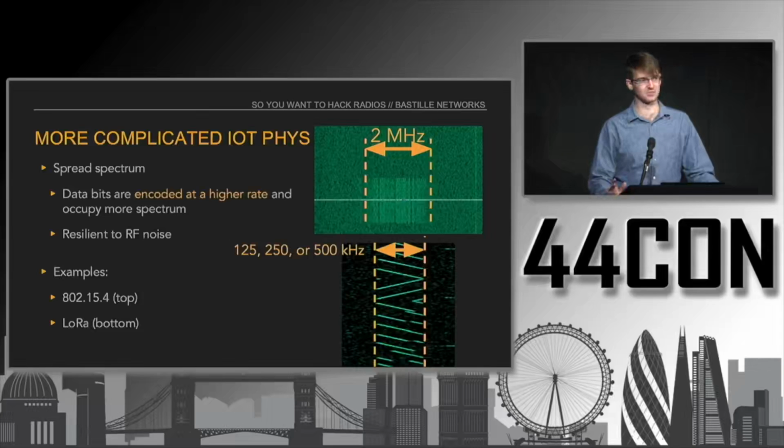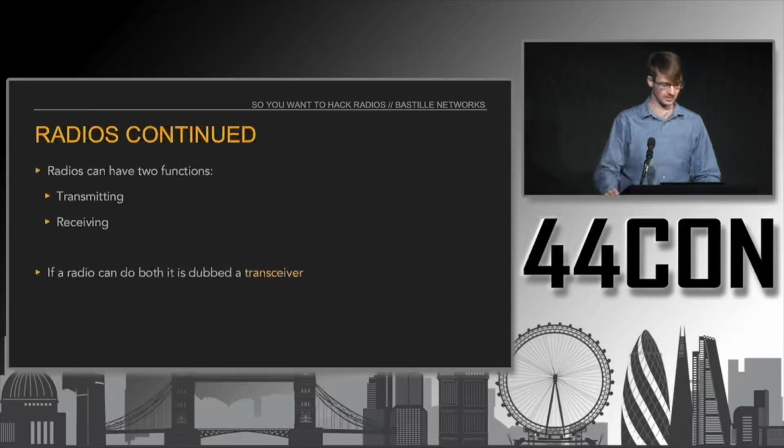Two common examples that you'll see in the IoT are 802.15.4, which is the physical and MAC layer that Zigbee is built on. There's a picture of what that looks like in the spectrum on top there. And also LoRa, which is a more modern PHY, shown in the picture on the bottom. Both of these physical layers consume a lot more bandwidth than is actually required to transmit the amount of information they're transmitting. But the designers choose to use more than is necessary to increase the resiliency of these transmissions against interference.